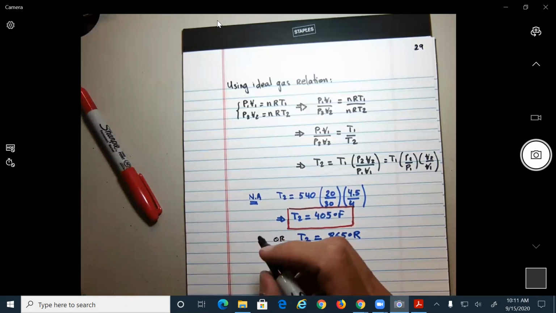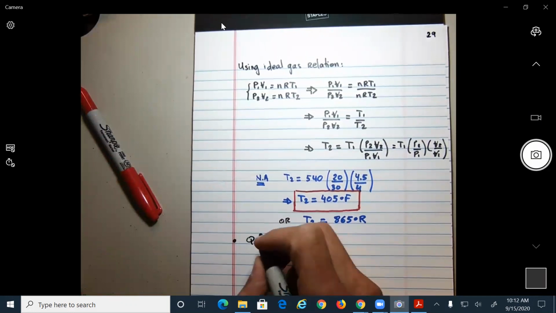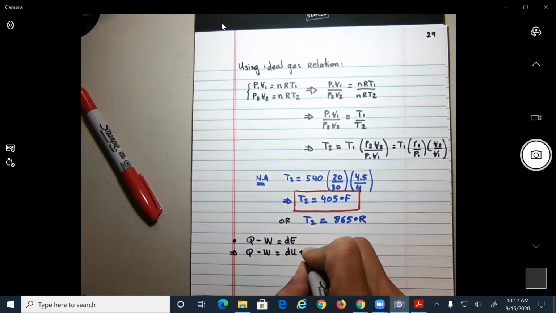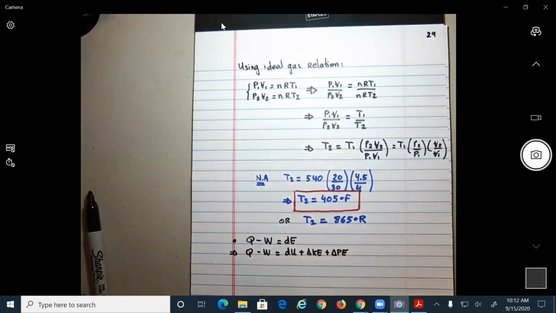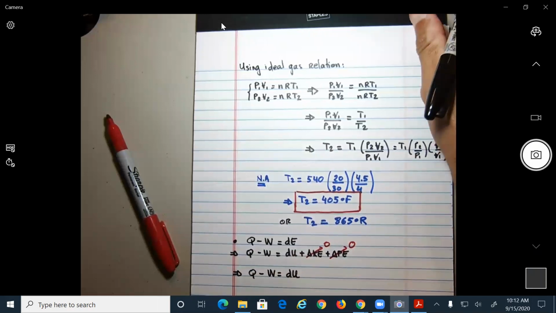Okay, so next, now we need to find the work done by the paddle wheel. Basically here we're going to say that the first principle of thermodynamics is heat minus work is equal to the change in energy, and here is equal to the change in internal energy plus the change in kinetic energy plus the change in potential energy. In the problem, they tell us to ignore kinetic and potential energy. So the equation simplifies to Q minus work equal to the change in internal energy.